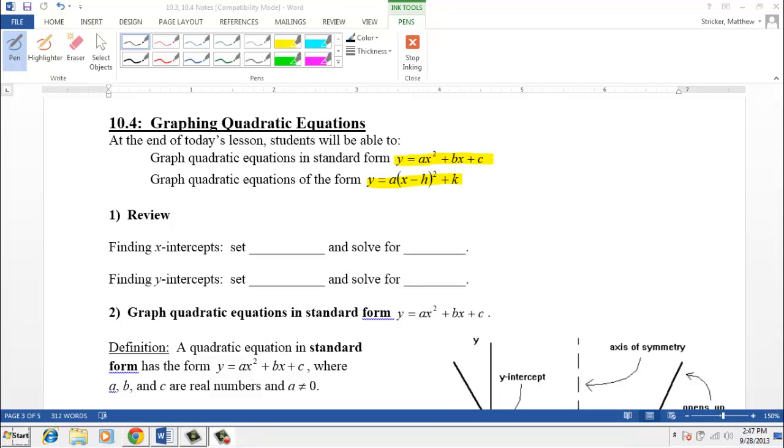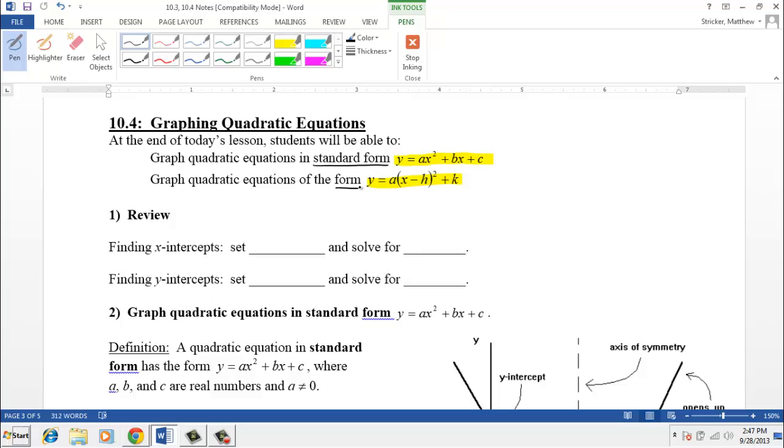Okay, welcome back. We are going to be talking about section 10.4 in this video, where we're going to be talking about how do we graph quadratic equations. And we're going to be talking about two different types: quadratic equations that are in standard form, and then this other form is sometimes called general form. Before we get into those forms specifically, I want to review a couple items, and that's how do we find X-intercepts and Y-intercepts.